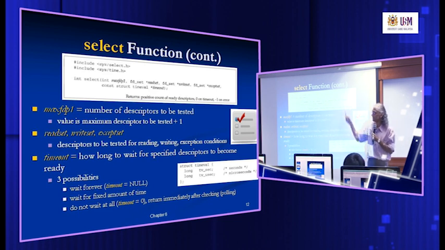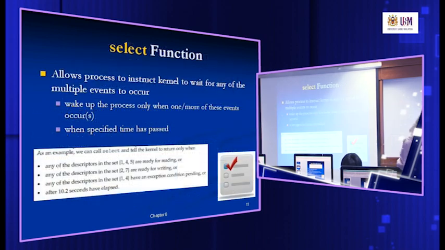So what it means by set is basically this. We indicate in a set, saying these are the sockets which we want to monitor for reading, or for writing, or for errors. So it's basically a list of sockets.